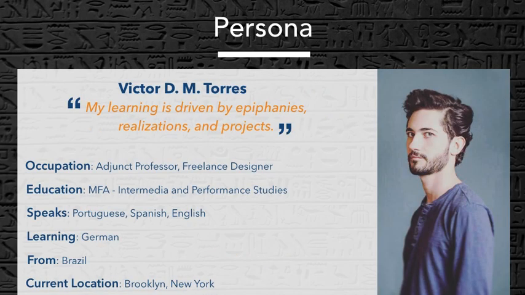So here's Victor. Victor is an adjunct professor. He's a freelance designer. He's super busy, super creative. And his learning is driven by epiphanies, realizations, and projects. So Victor will get an idea in his head about something really specific that he's working on, and he'll need to learn either new vocabulary or sometimes a new language based on his specific projects.